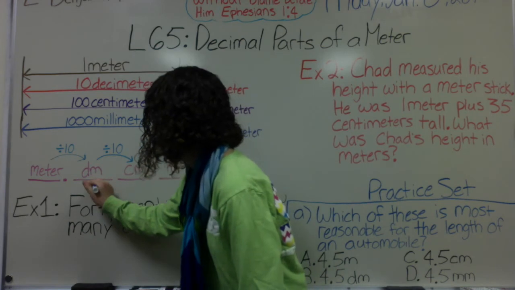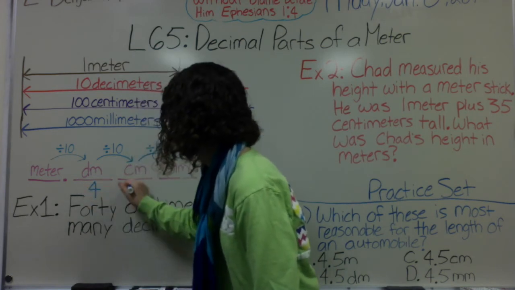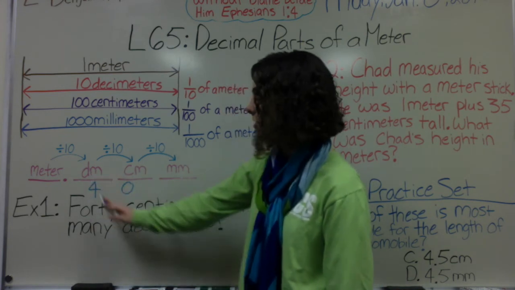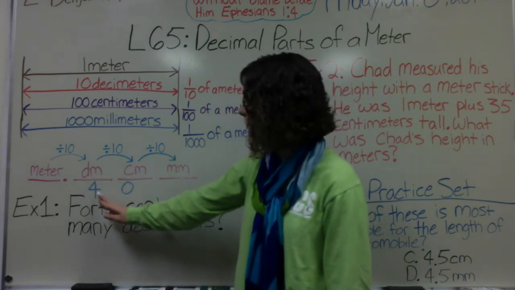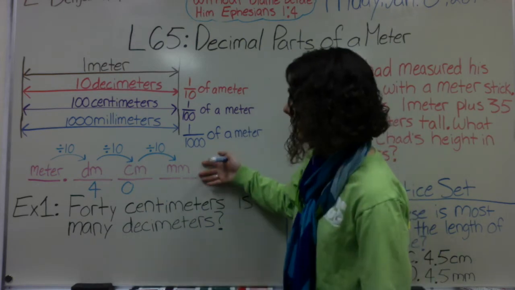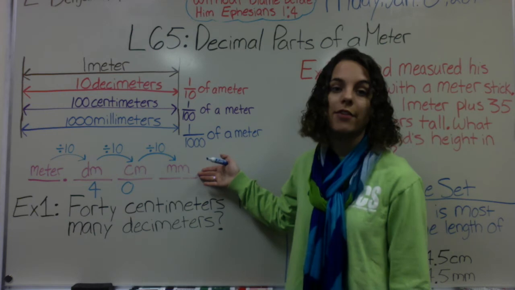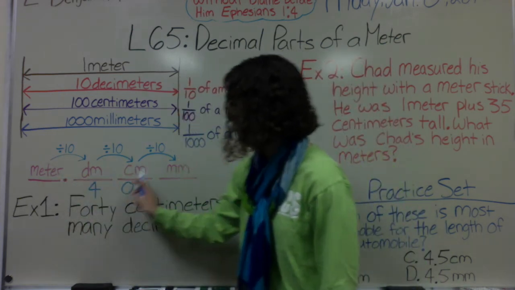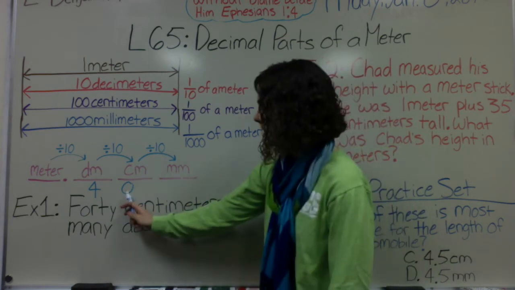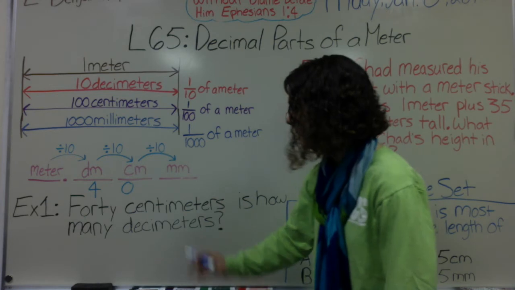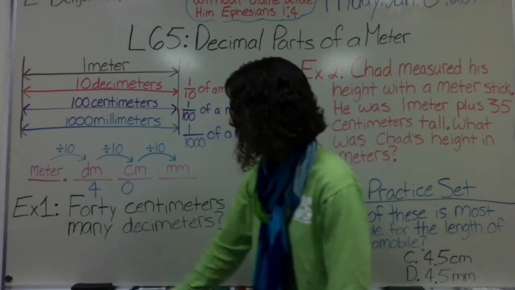If I have 40 centimeters, how many decimeters is that? Well, in my decimeter place value, which is the tenths, I have 4 decimeters. That is a great way to look at this. This is basically what you want to have written in your notes: you have the meters as the whole number, decimeters, centimeters, and millimeters. The last digit needs to be what we're looking at, which is the centimeters. So 0 is in my centimeters. That means I have 4 decimeters.